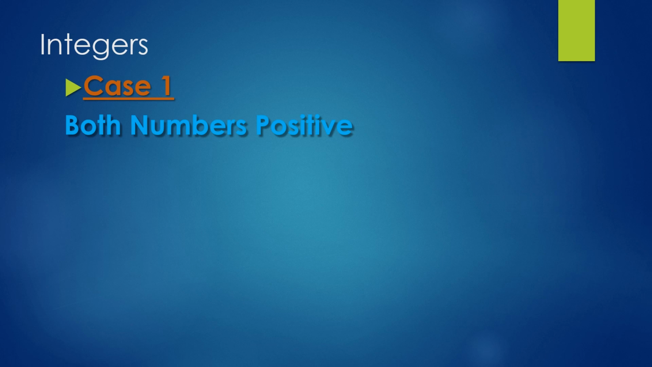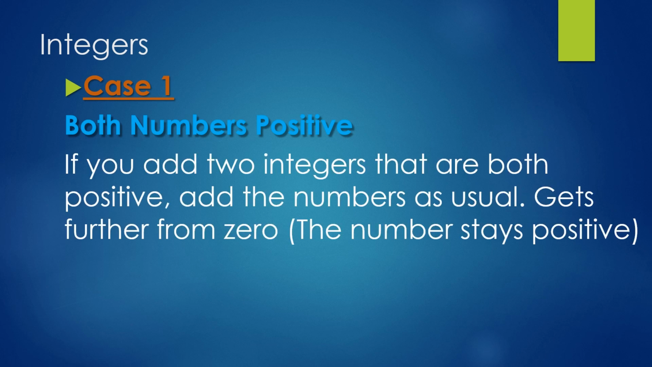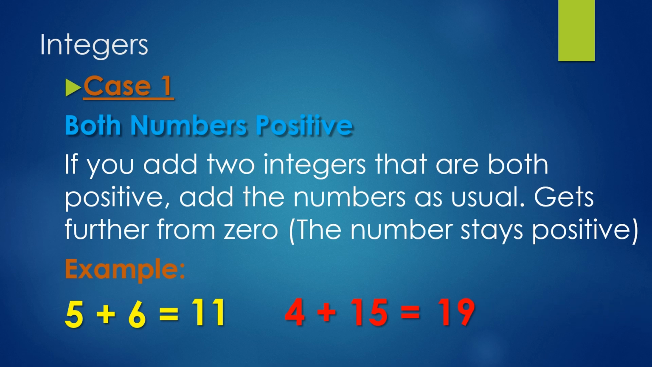So let's look at a problem from case number 1. In this case, remember, both numbers are going to be positive. So if you add 2 integers that are both positive, the numbers are going to be added like normal. You're going to get farther from 0, and the number will stay positive. So, an example, 5 plus 6, you should all know this, it is 11, correct. And then 4 plus 15 would be, you got it, 19.